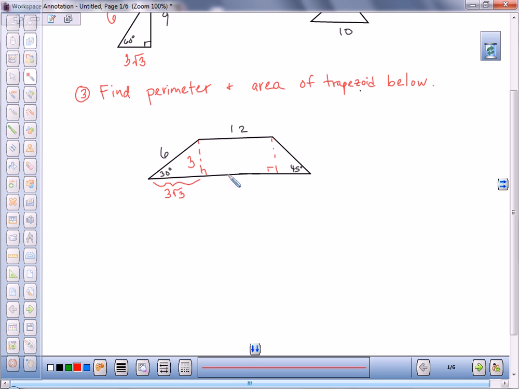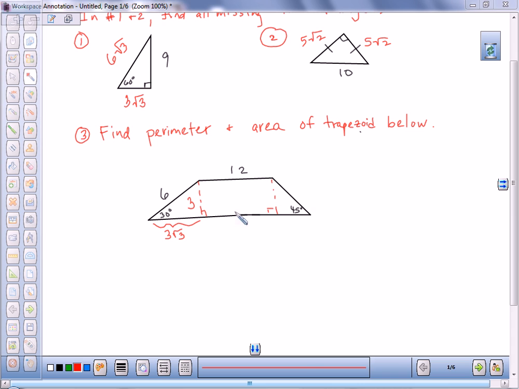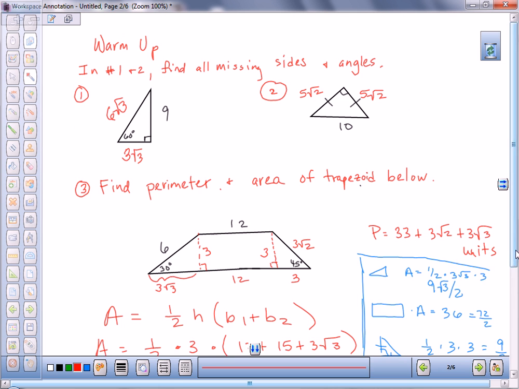I hate to interrupt. Can you just scroll up a tad bit? If the top is 12, the bottom is also 12. If this altitude is 3, then what is this one? 3. If this leg of the 45, 45, 90 is 3, then the other leg is 3, and the hypotenuse is 3 roots of 2. So to do the perimeter, you would just add up all the sides. There we go.